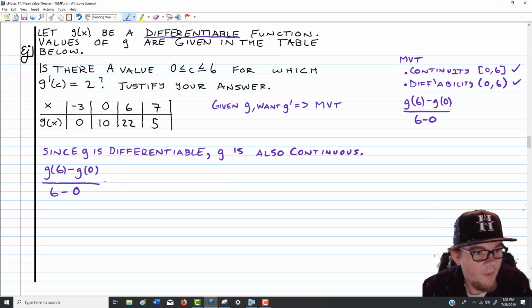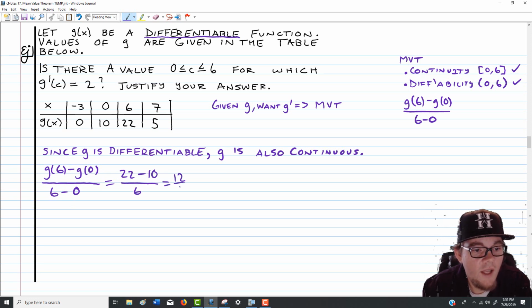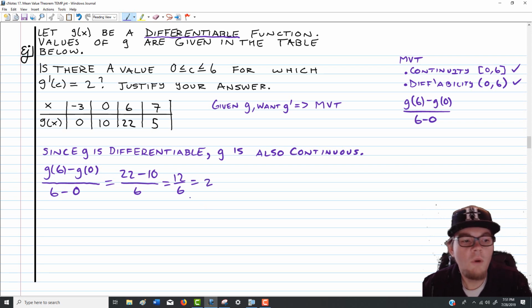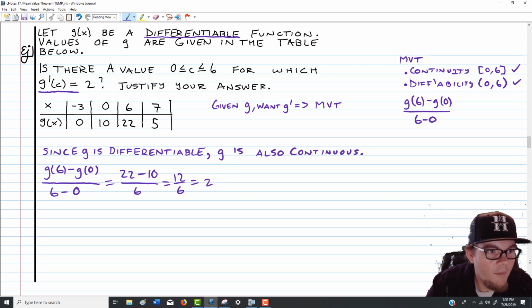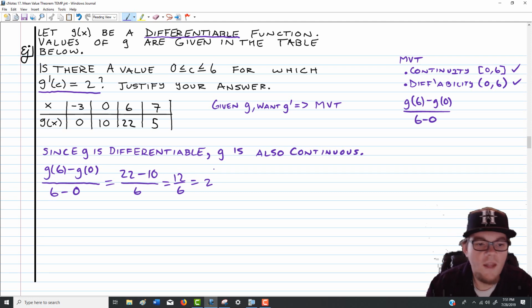So based on the table, we'll get 22 minus 10 over 6, which is 12 over 6, which is 2. So what we've just shown is that g is differentiable and continuous, and the average rate of change equals 2. Well, that's all we really needed to show that g prime of c equals 2 somewhere on that interval. So to finish this off, we can therefore invoke the mean value theorem, which just means use it to justify your conclusion.